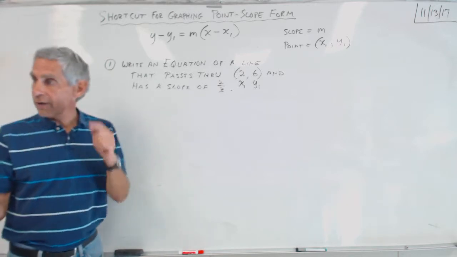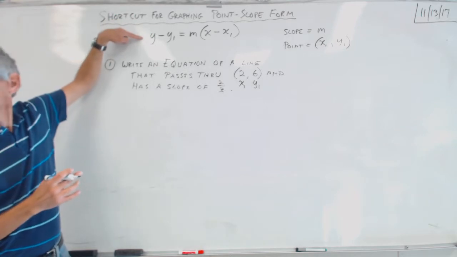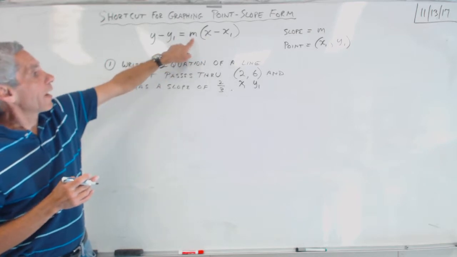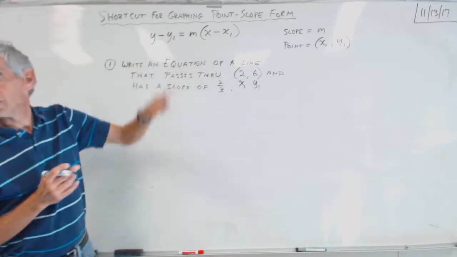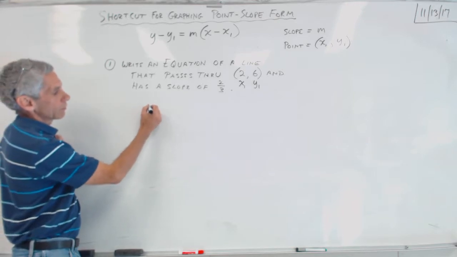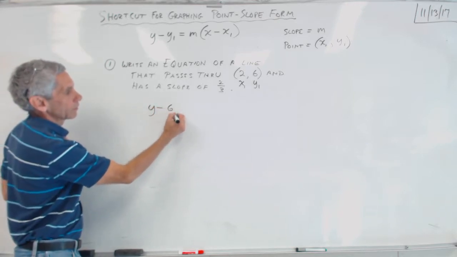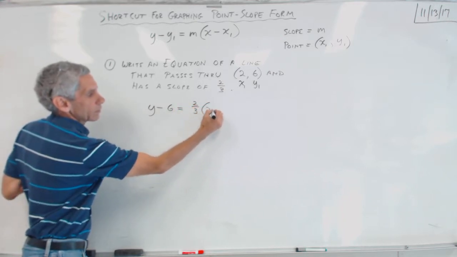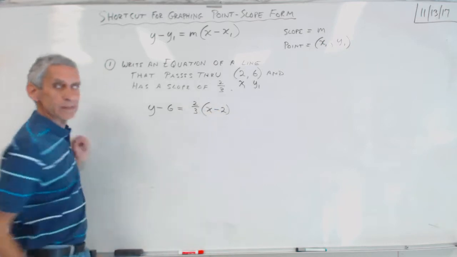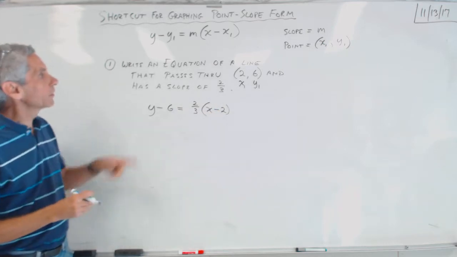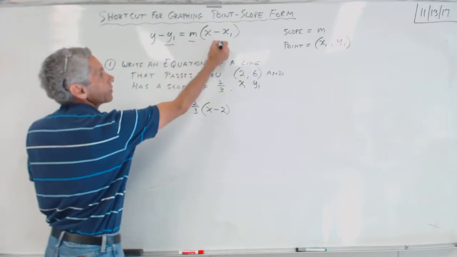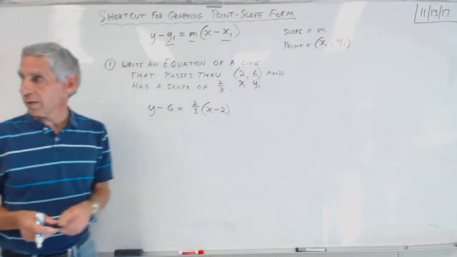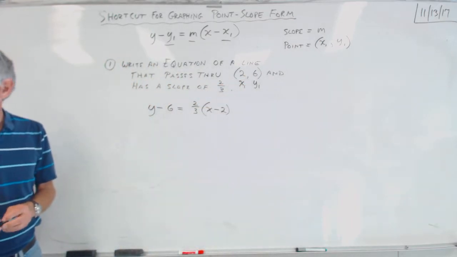Well, I'm not talking about graphing right now. This is the equation. I'm going to keep the y and the x the way it is, but I'm going to replace the m and the x sub 1 and the y sub 1. So you do y minus 6 equals 2/3 times x minus 2. Exactly. I just replaced these with the slope 2/3, 2, and 6. Pretty straightforward.